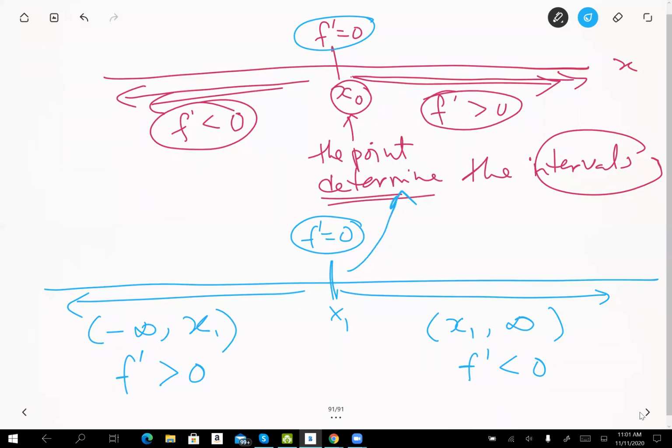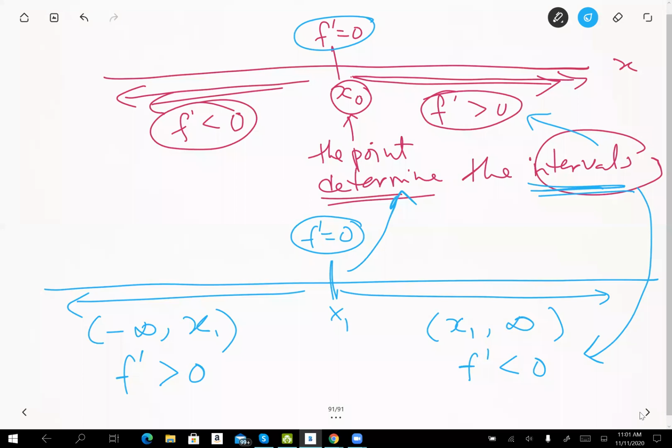After you determine the interval, only then do you look at whether the derivative is positive or negative. Here, f prime is positive. Over here, f prime is negative. That will come later. We determine the interval first, and then you will see whether f prime is negative or positive.